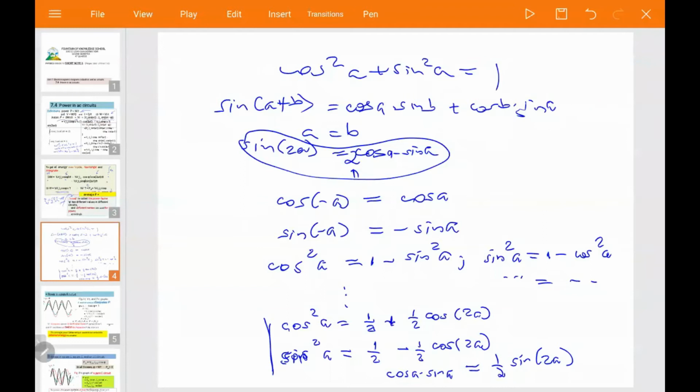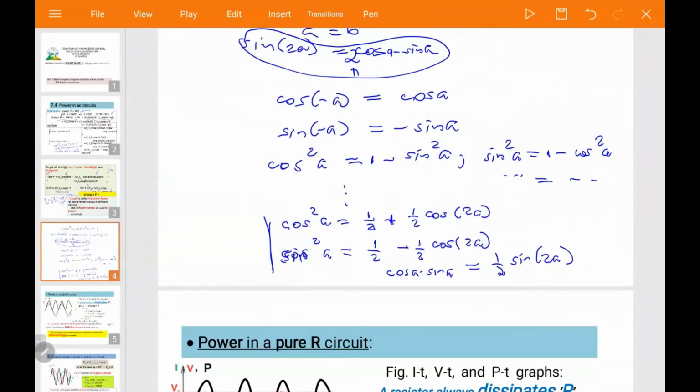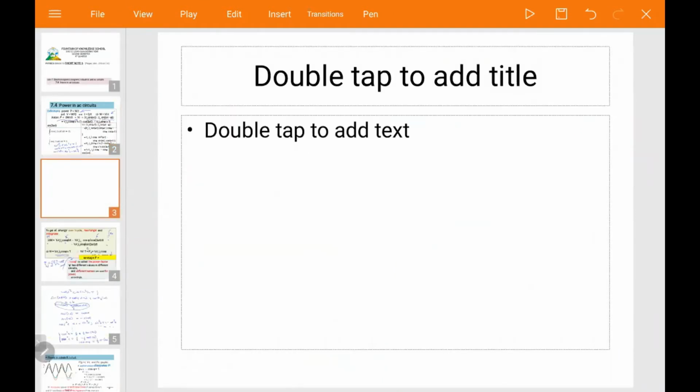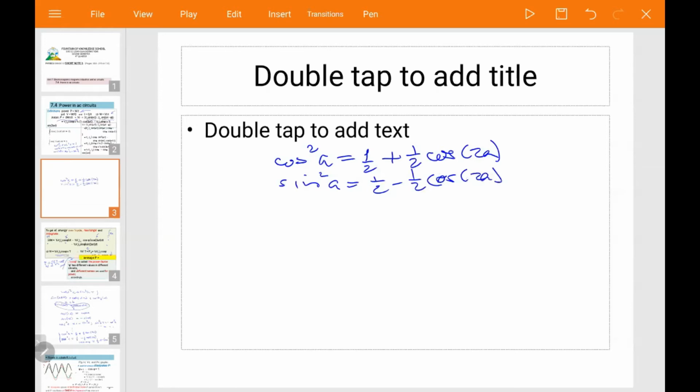So let me take a new page now. Okay, so the three equations once again: cos squared a is a half plus a half of cos of 2a, and sine squared a is a half minus a half of cos of 2a, and cos a sine a is equal to a half of sine of 2a.